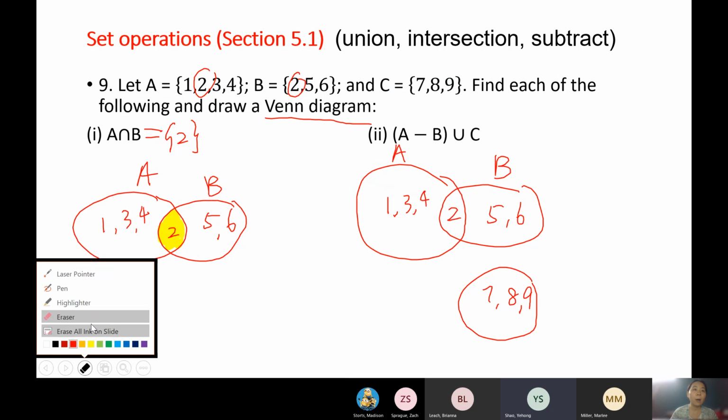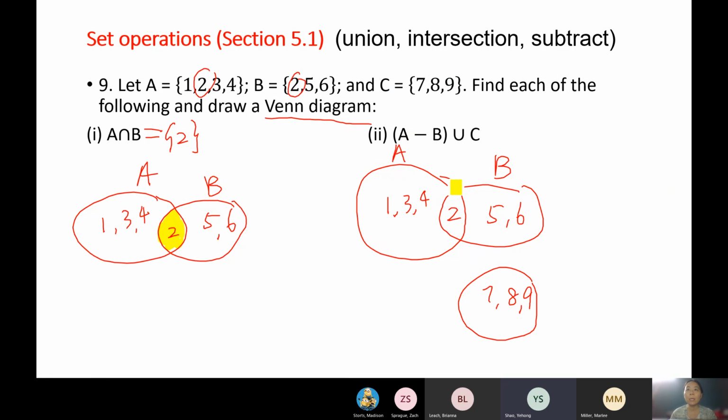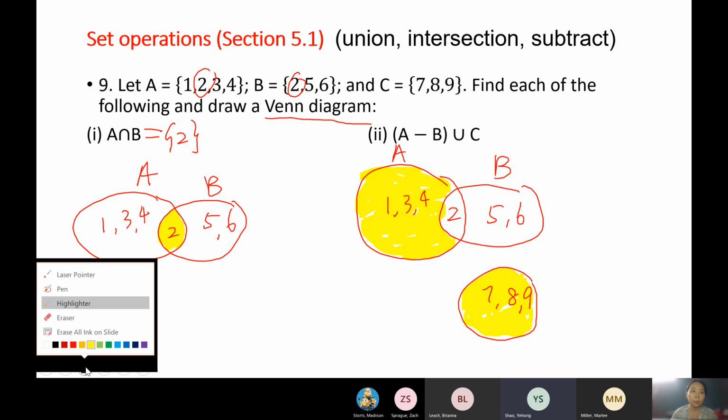Okay, so now I'm going to highlight the final answer. So what is the final answer? A minus B means I take A and delete 2 from A, because 2 is in B. A minus B means anything in A but not in B, so because 2 is in B, we cannot take that. Union C means together with C. So that's our C right here. So that shaded area is going to be the final answer.